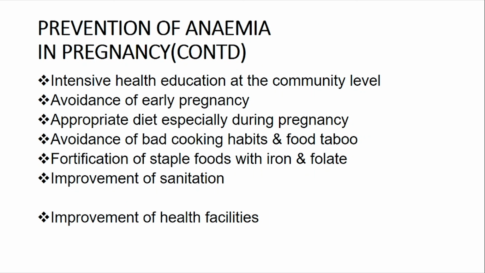Also, intensive health education at the community level can be used to prevent anemia in pregnancy, and this will include avoidance of early pregnancy, appropriate diet, especially during pregnancy, and avoidance of bad cooking habits and food taboos. The society needs to know that bad cooking habits could lead to anemia in pregnancy, especially deficiency of folate. Fortification of staple foods with iron and folate. The public needs to know this, and also improvement of sanitation and of the health facilities.